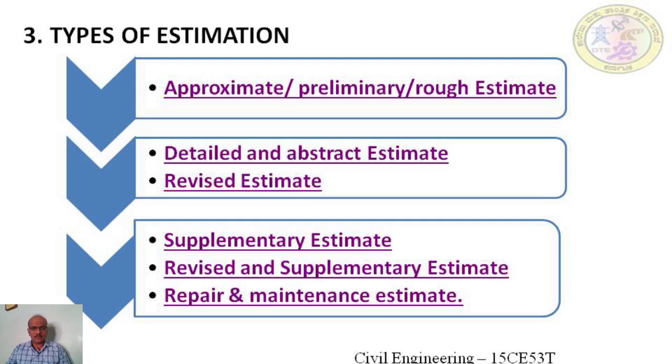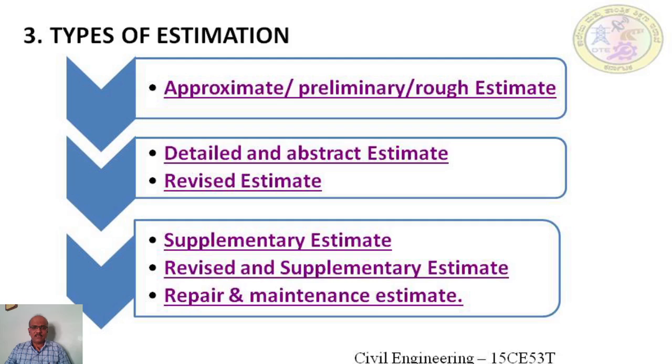The next is the supplementary estimation. Supplementary estimate is prepared when additional works or changes are required to supplement the original work during the execution. Then a fresh detailed estimation of additional work is prepared in addition to the original estimate. While carrying out the work, if extra or any new additional works come into the picture, and that work is necessary to complete the project, then a supplementary estimate has to be prepared. The supplementary estimate in the form of a detailed abstract estimate is prepared for the additional work, and the sanction is taken from the competent authority and the work is carried out. This is called a supplementary estimate.